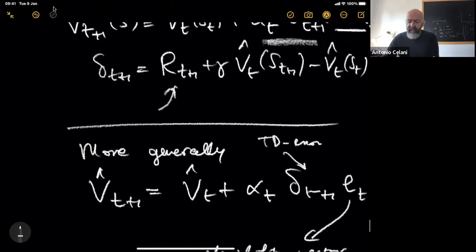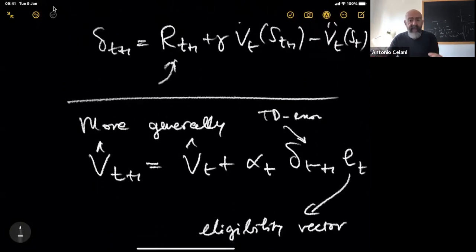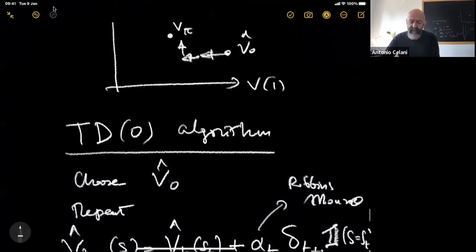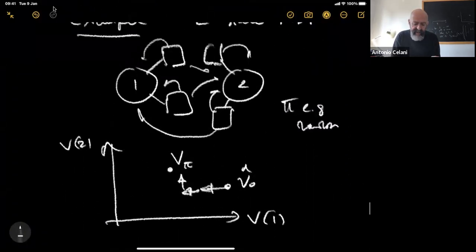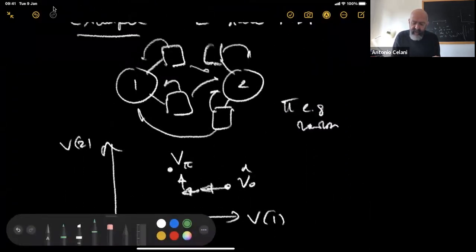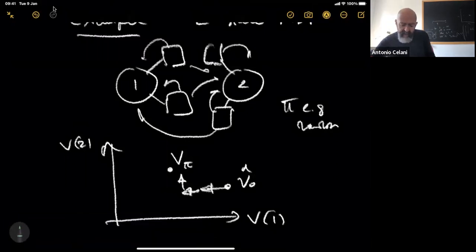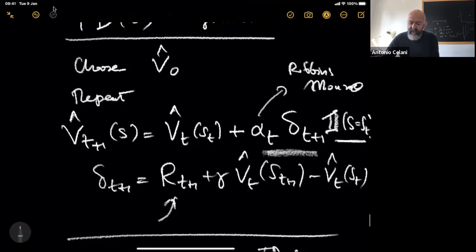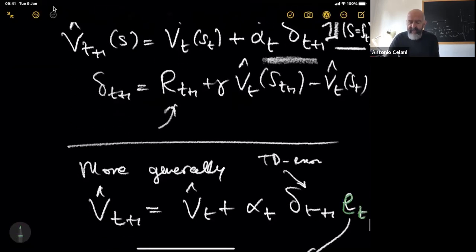But in general, it could be any vector. What does it mean in geometrical terms? It means that it's not necessary to take a step along the axis. Even though you sample along one particular component, there is a way to take steps which move in diagonal. You can do that. And this is what this eligibility vector is doing.